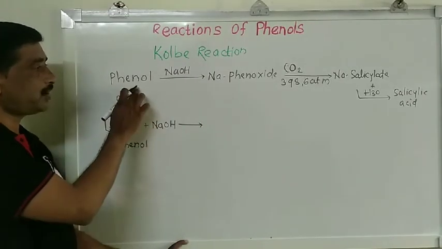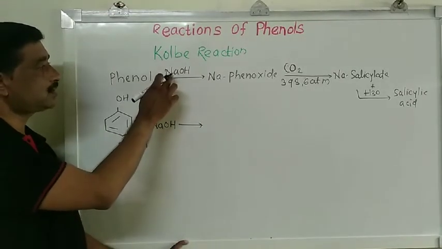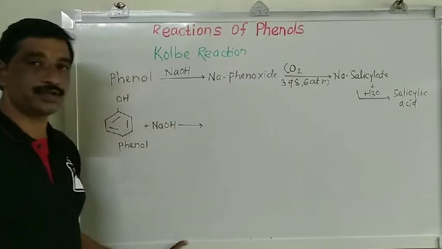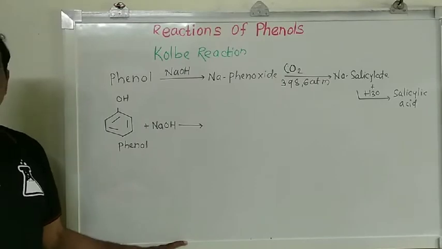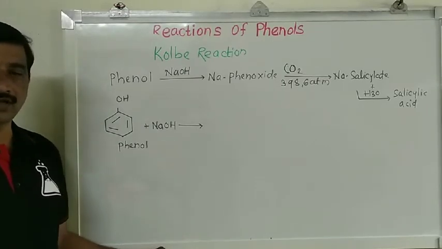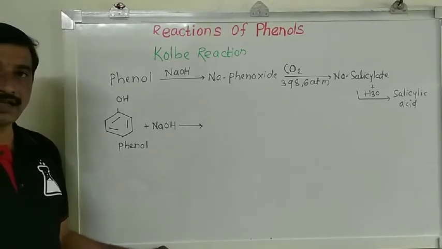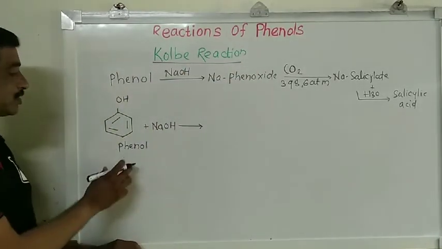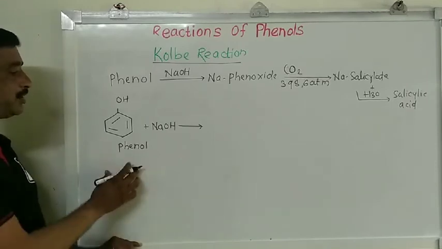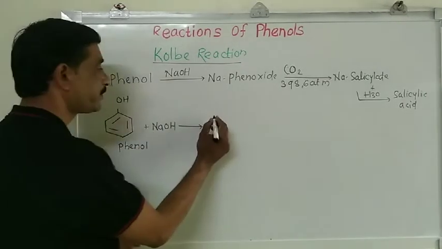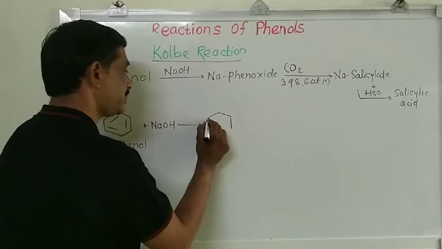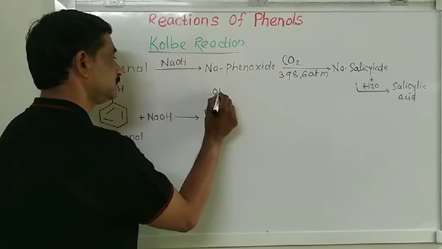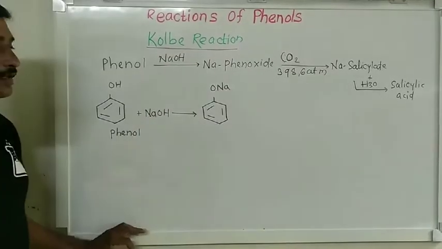So conversion of phenol by reaction of phenol with sodium hydroxide and carbon dioxide at 398 Kelvin temperature and 6 atmospheric pressure, followed by the acid hydrolysis, we get salicylic acid. This reaction is known as Kolb's reaction. So we take here the reaction. When phenol is reacted with sodium hydroxide, then it gives sodium phenoxide. This is the sodium phenoxide.